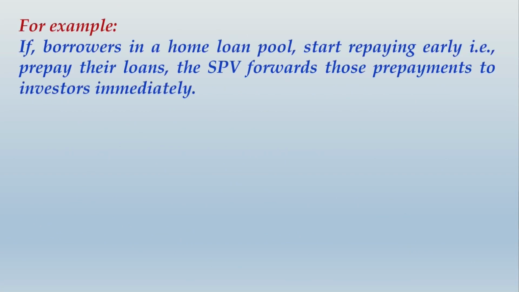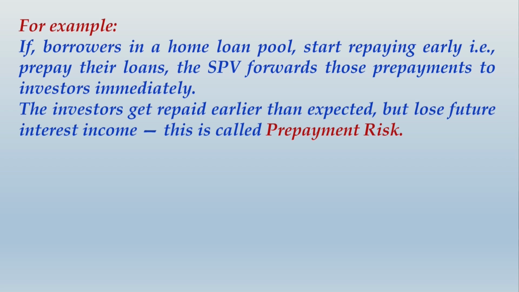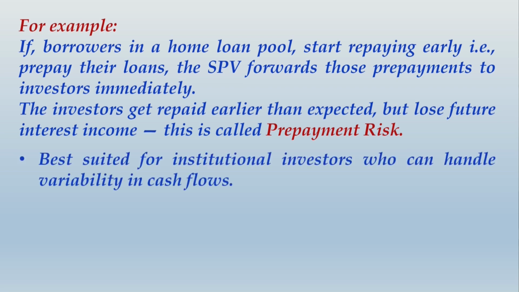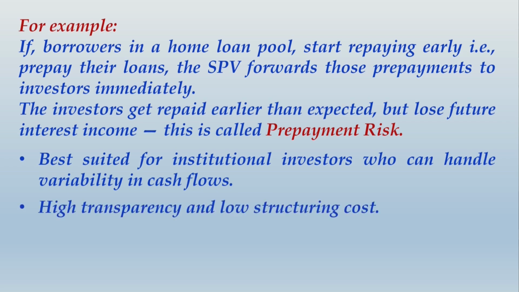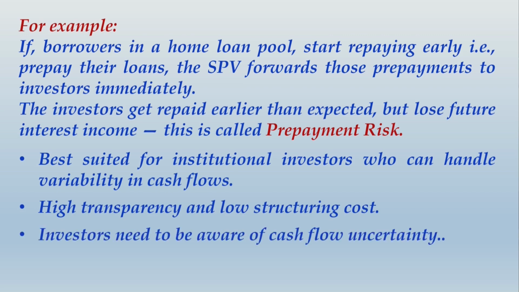If borrowers in a home loan pool start repaying early, that is prepay their loans, the SPV forwards those payments to investors immediately. The investors get repaid earlier than expected but lose future interest income. This is called prepayment risk. Best suited for institutional investors who can handle variability in cash flows, high transparency and low structuring cost. Investors need to be aware of cash flow uncertainty. So please make sure that you are clear with these points, and then I take you ahead.